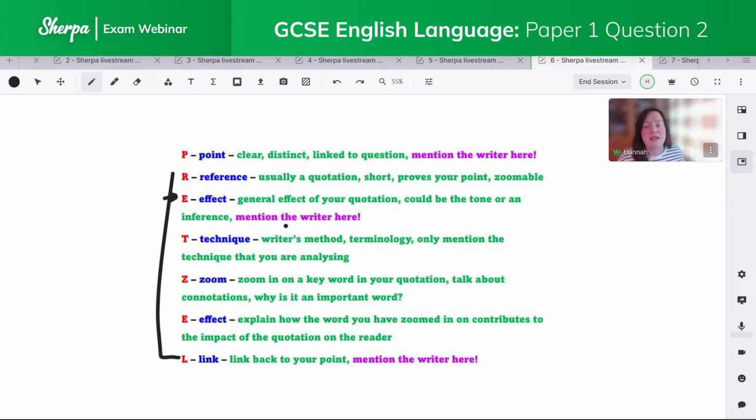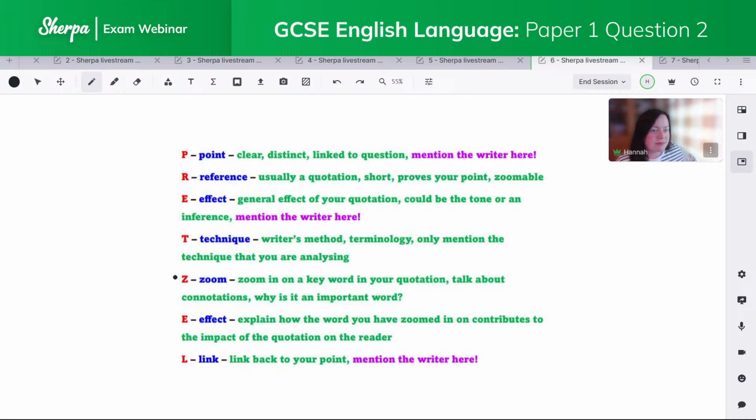After you've done that, you can then identify the technique wherever possible. So you might point out that it is an adjective that you're going to be focusing on. You might point out that it's a simile, something like that. And remember, only mention the technique that you're actually analysing. So we don't want an overload of techniques that you're not actually analysing just by mentioning them.